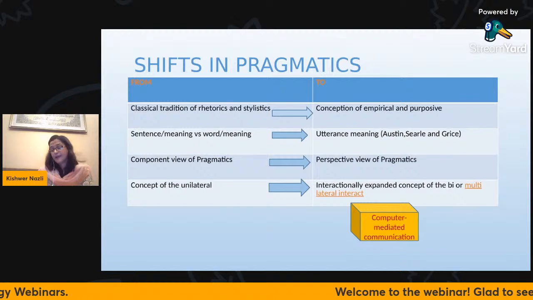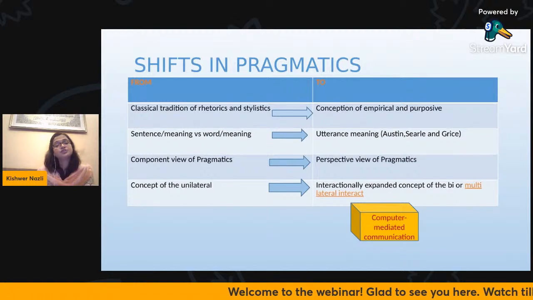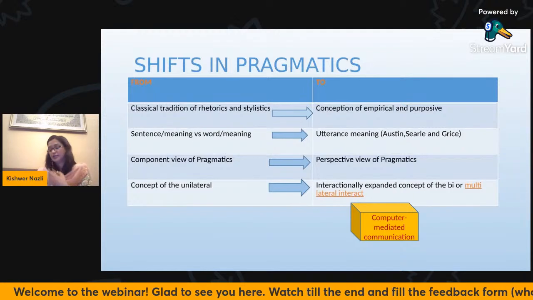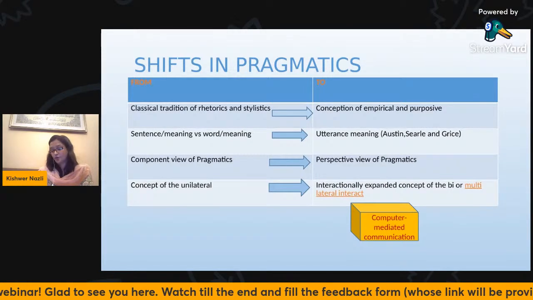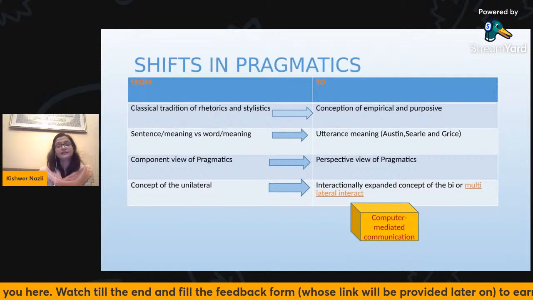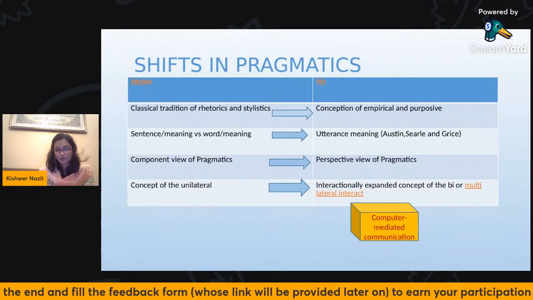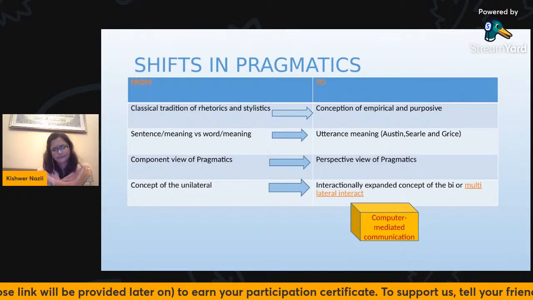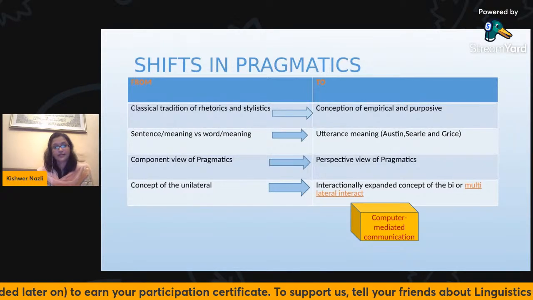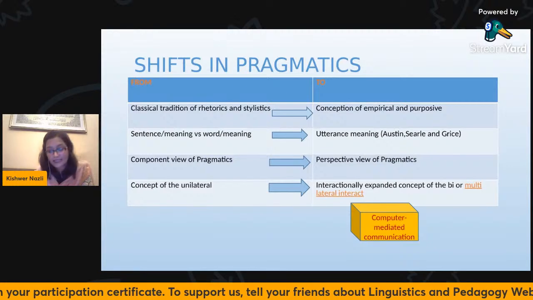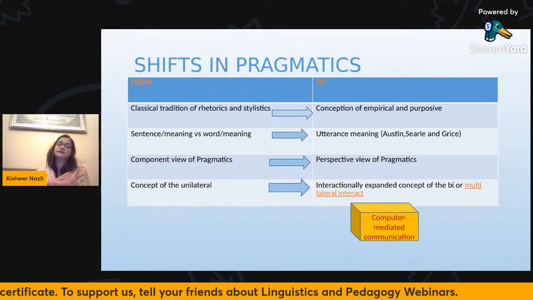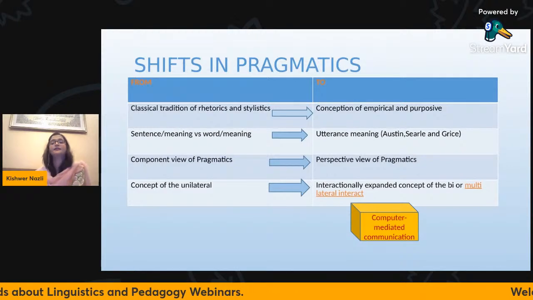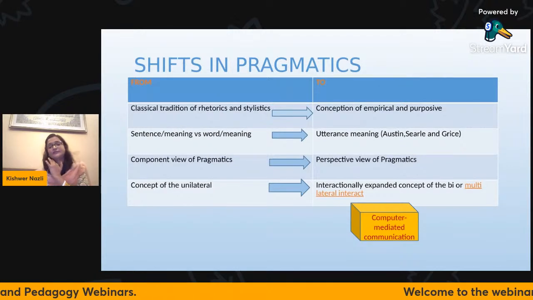So here it is said that pragmatics is a functional approach to interpreting communication. This is known as the perspective view of pragmatics. And here cognitive, social sciences, and social linguistics, relationship to the usage of other persons and speakers are involved. Like what is the usage, what is the practicality, what is the purpose? And the last is the concept of the unilateral to the interactionally expanded concept of the bi- or multilateral interact.